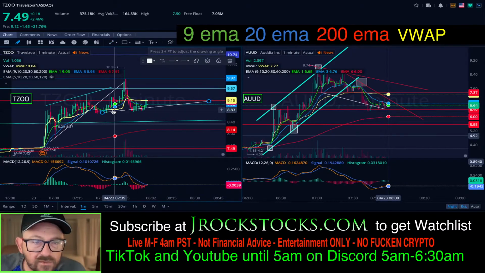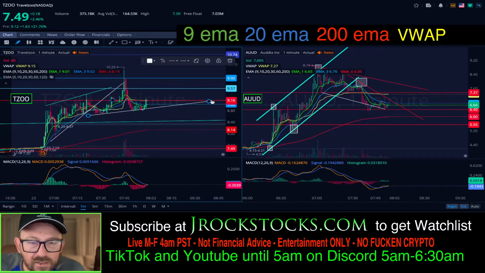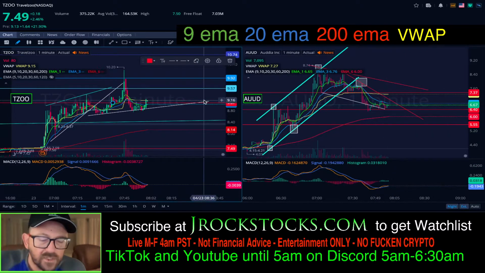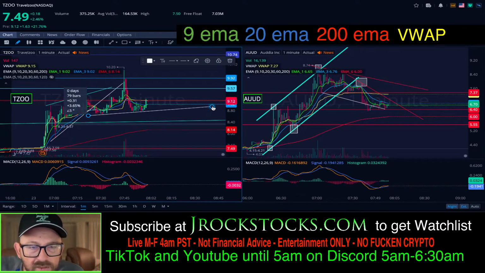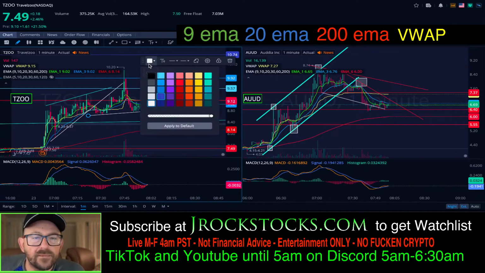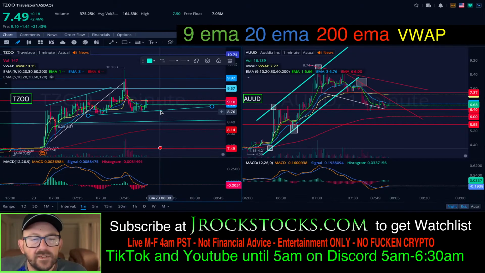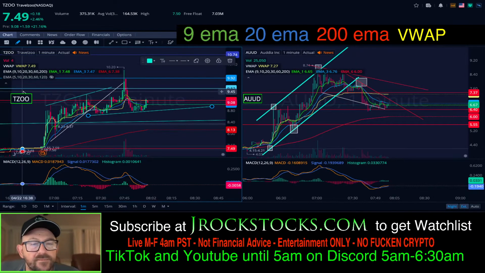So then you draw yourself a little trend line here. Line it up, make sure it's touching. Line it up here, make sure that's touching. And this is your new support. It breaks that, guess what? It's coming back down. Right now it's at resistance. This is a very strong resistance because it's at volume weighted average price.